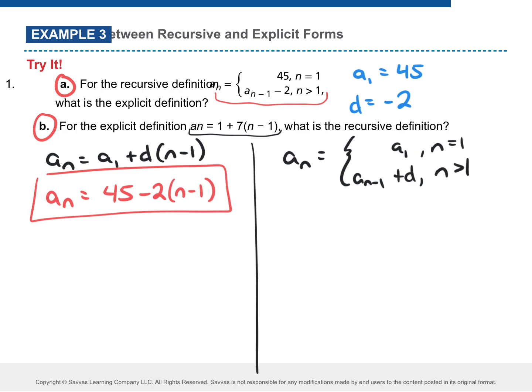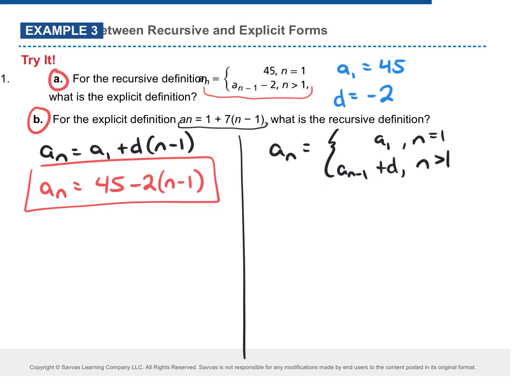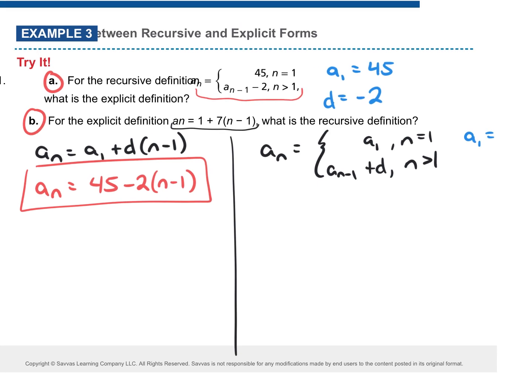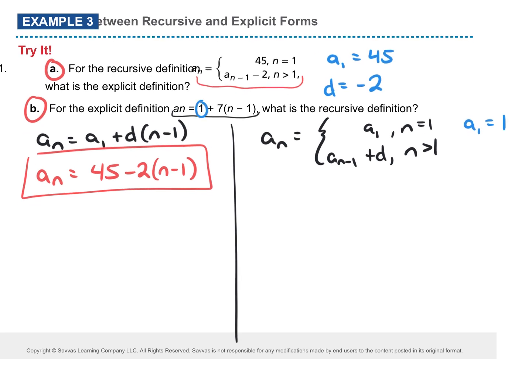Okay, so again, what are the 2 things that we need? A1 and the difference. What is A1? 1. Yep, A1 this time is 1. What is our difference? 7. Good. So then we just plug it in for what we know. So a sub n equals, A1 is, careful, 1. A1 is 1 when n equals 1. And then a sub n minus 1, what's the difference? Plus 7. Plus 7 for n greater than 1. Okay, we were just practicing writing the definitions there.